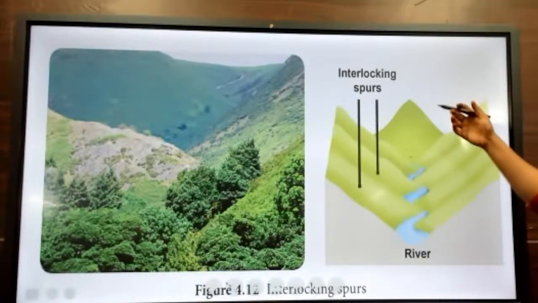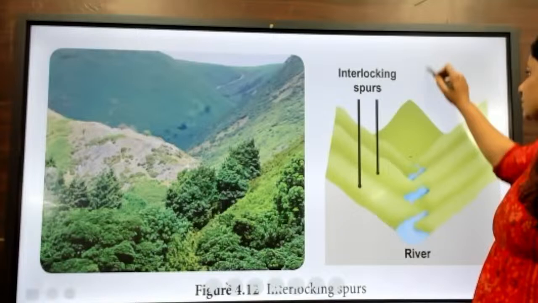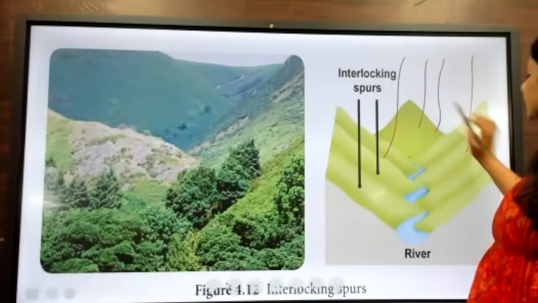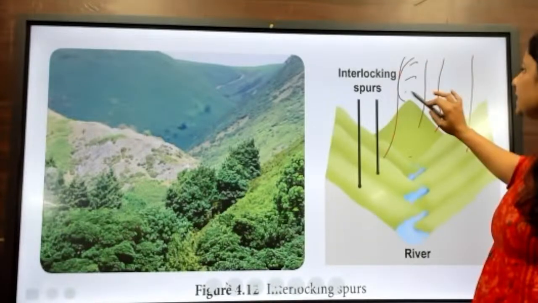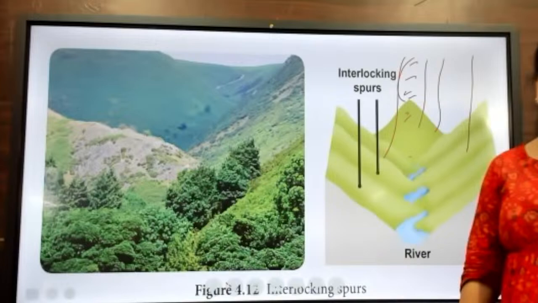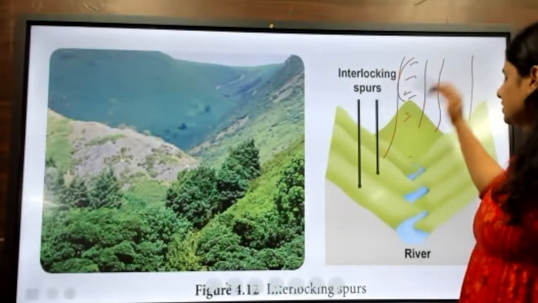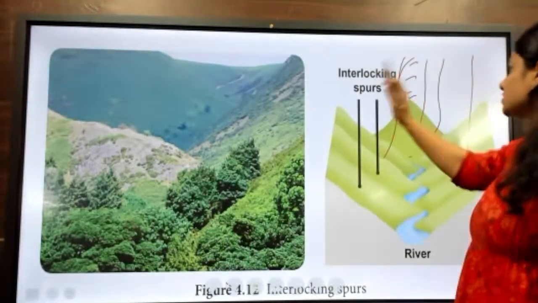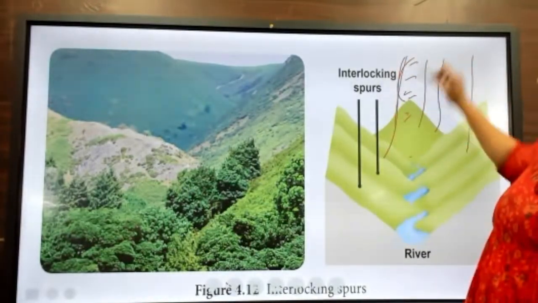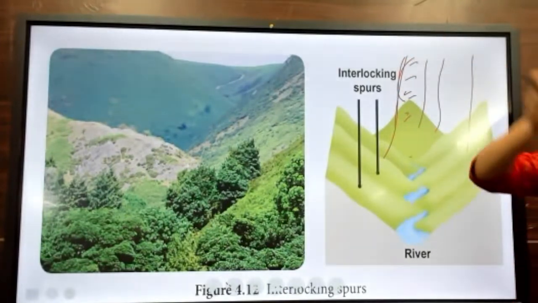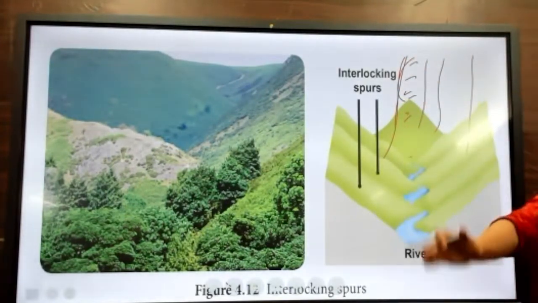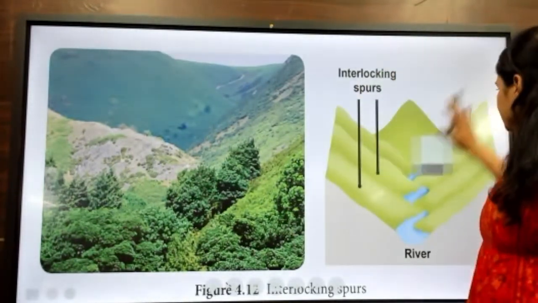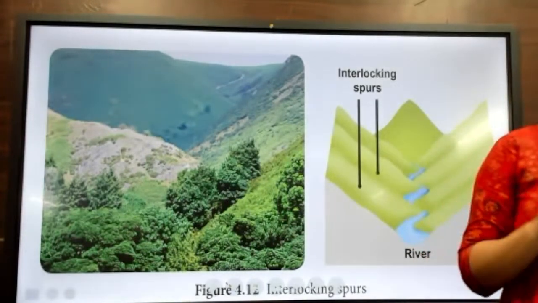Suppose this is the river flowing. On both sides of this river you will find mud material, and it will have some pattern. Sometimes the river will be broad, sometimes narrow. The pattern near the river bed is the flat land which you will find on both sides of the river. That is called river terraces. Understood? So these are some of the erosional features of the river.